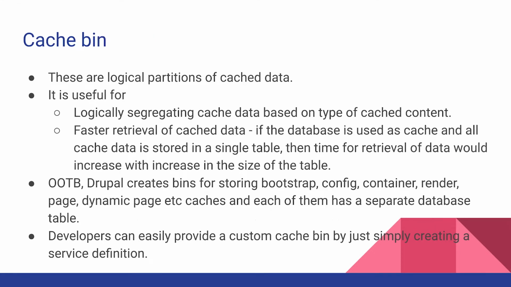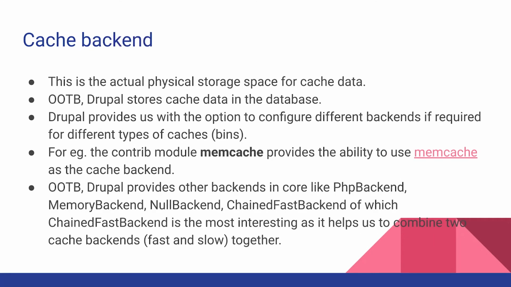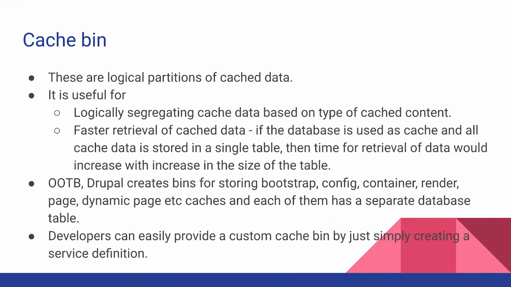So the next thing is cache bin. What are cache bins? Cache backend was the physical storage space for cache data, and cache bin is like logically partitioning the cache data. We might have several different types of data that we want to cache. For example, if there's an e-commerce website, we might want to cache product data, stock data, orders data, and stuff like that.